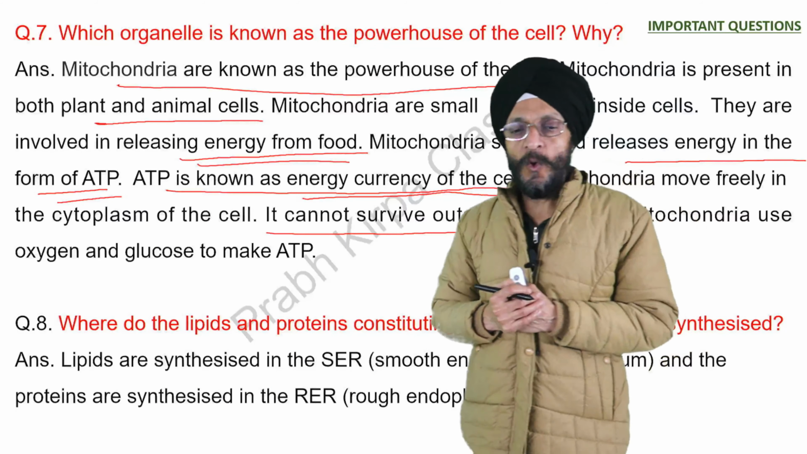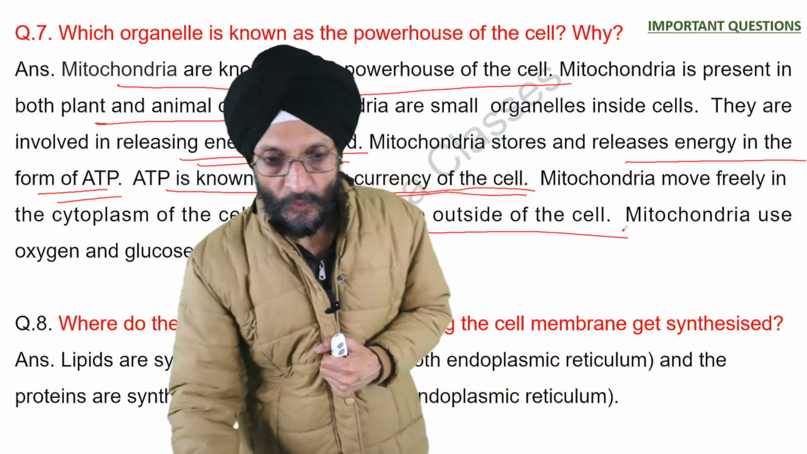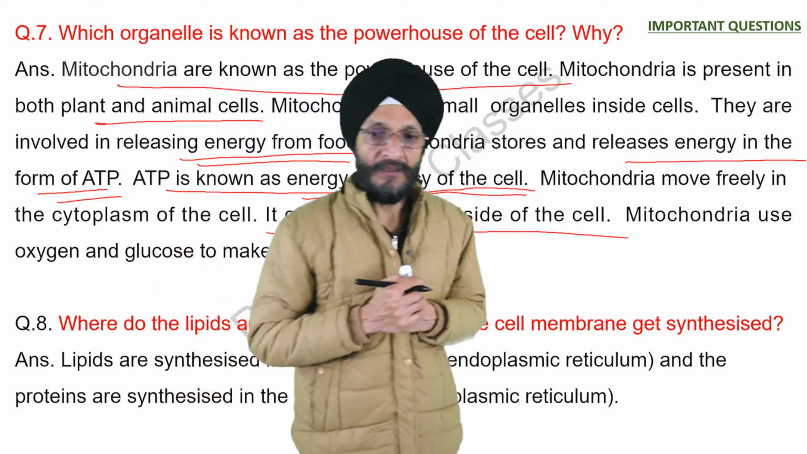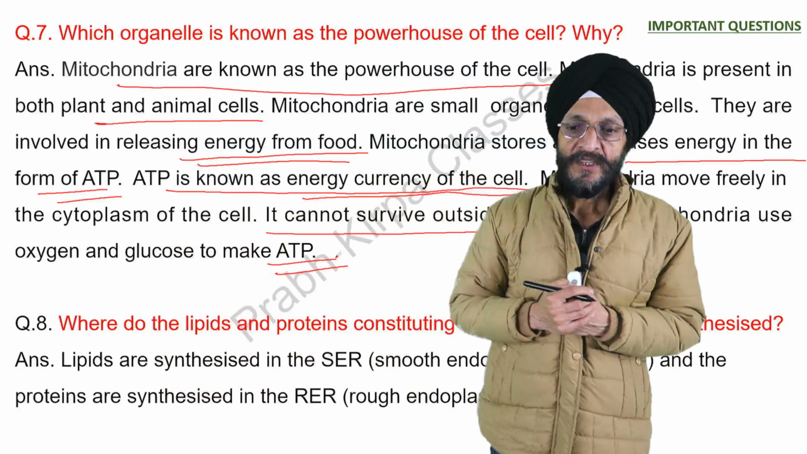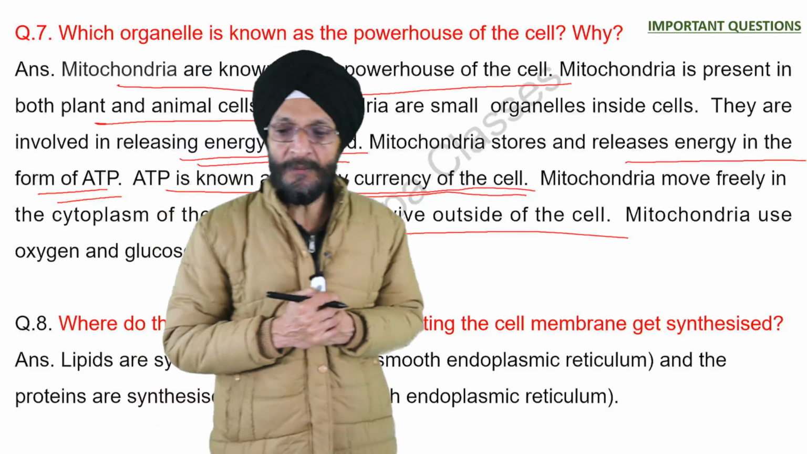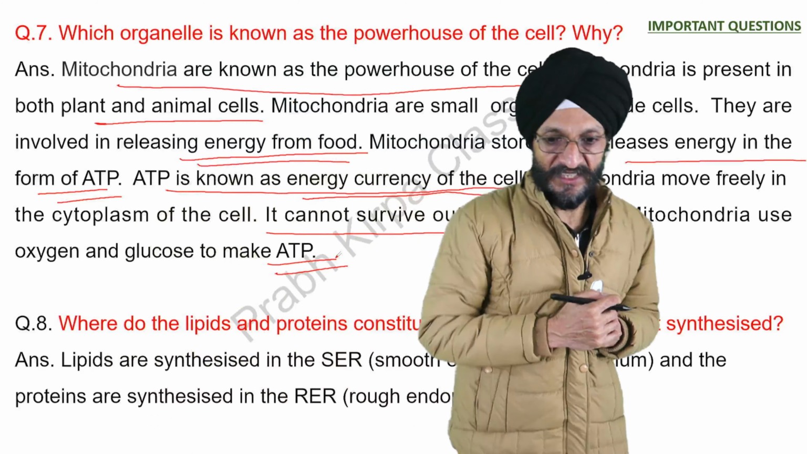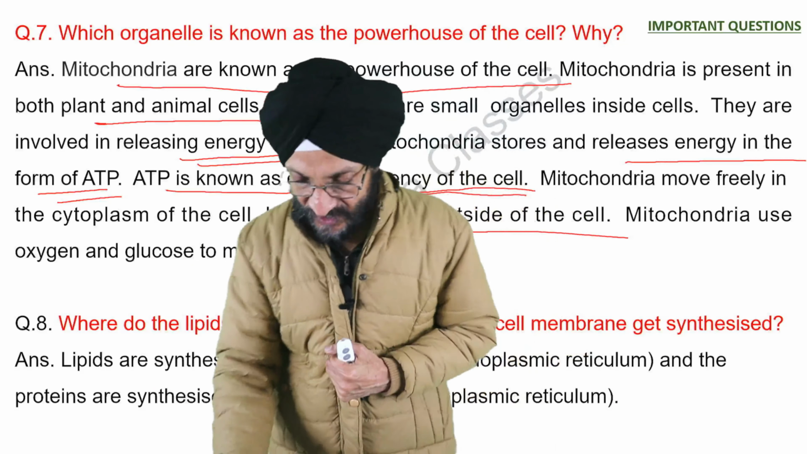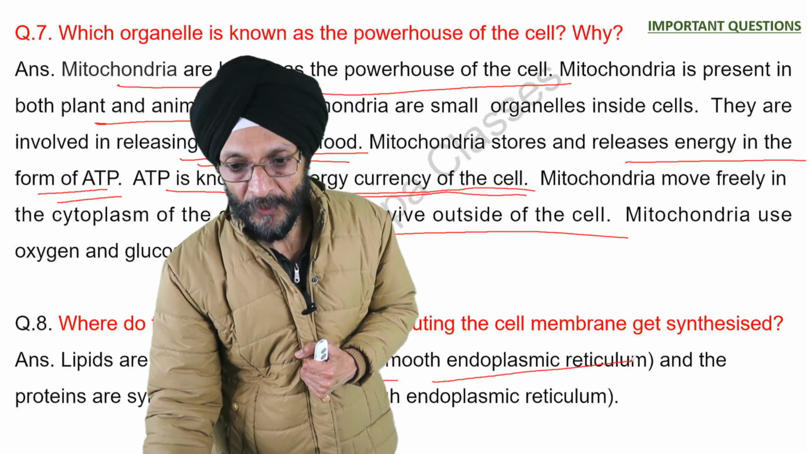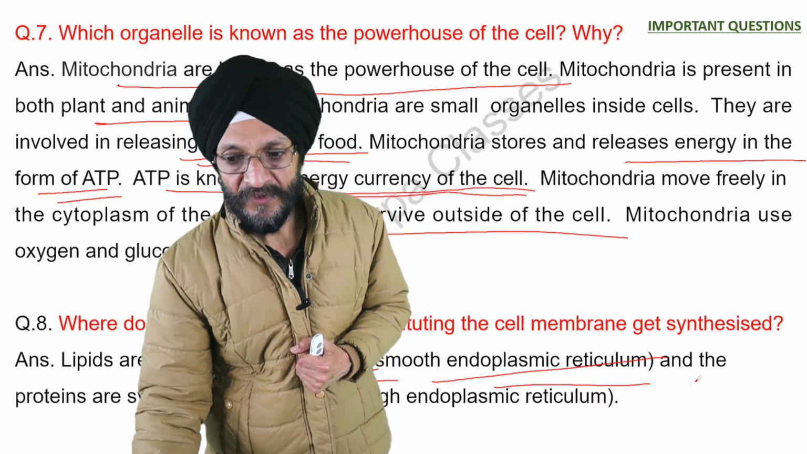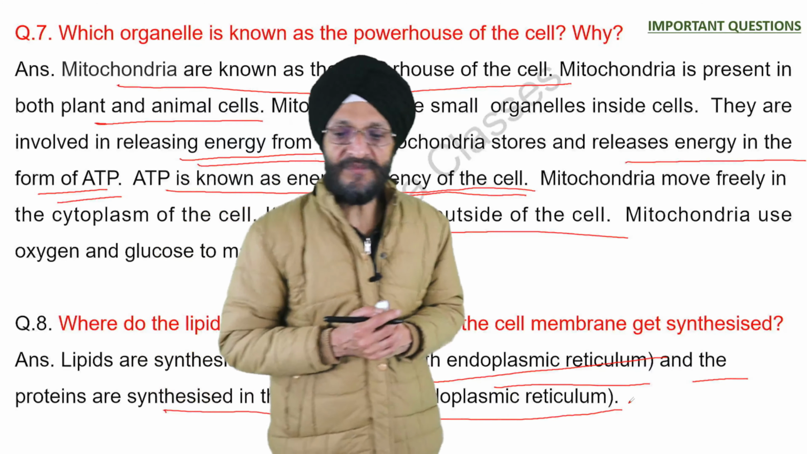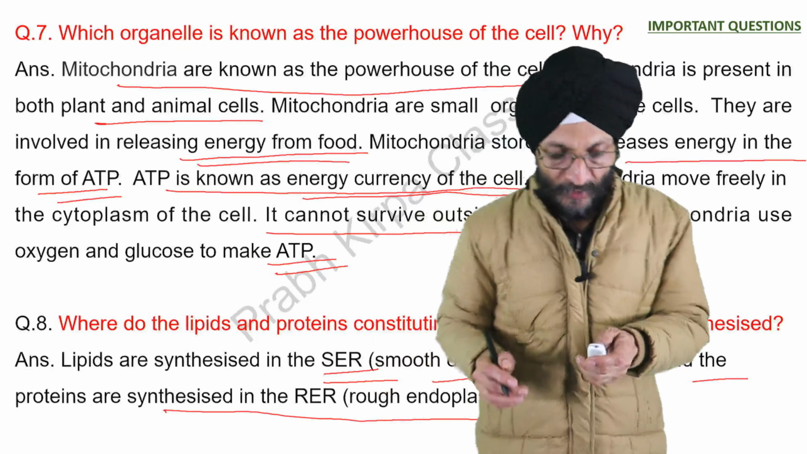Mitochondria use oxygen and glucose to make ATP, the energy currency of the cell. Now, next question. Where do lipids and proteins constituting the cell membrane get synthesized? The answer is lipids are synthesized in the SER, smooth endoplasmic reticulum, whereas proteins are synthesized in the RER, rough endoplasmic reticulum.